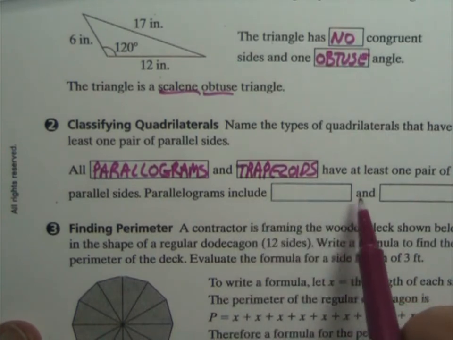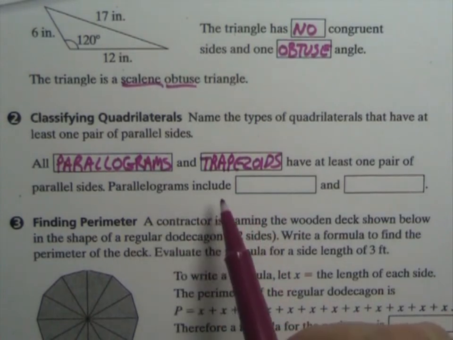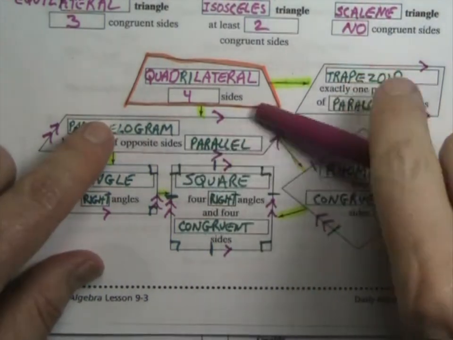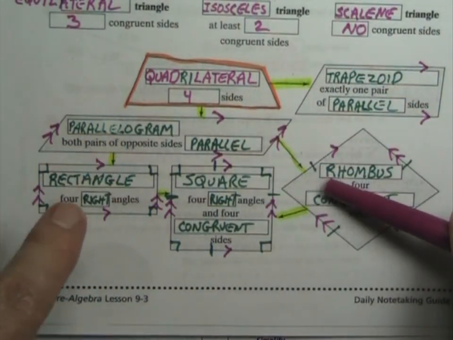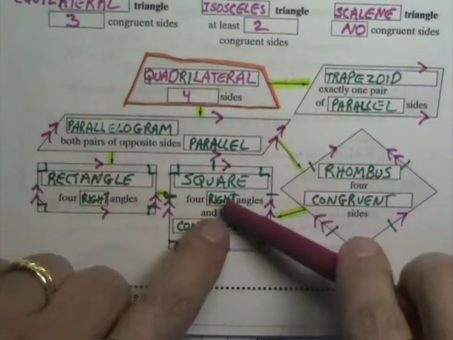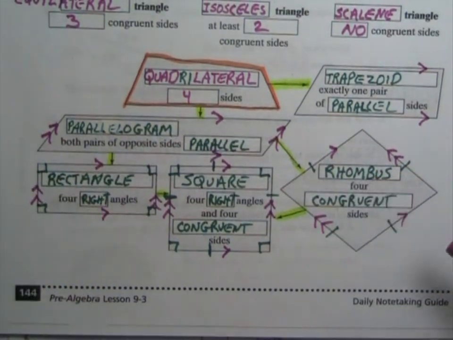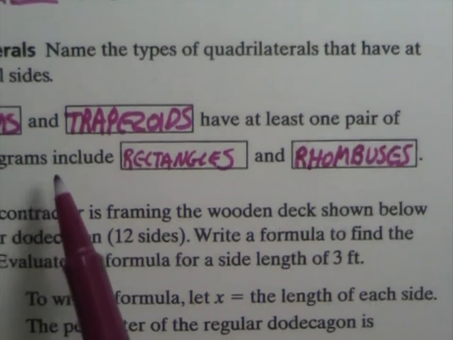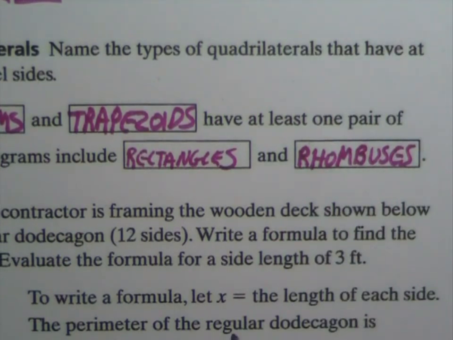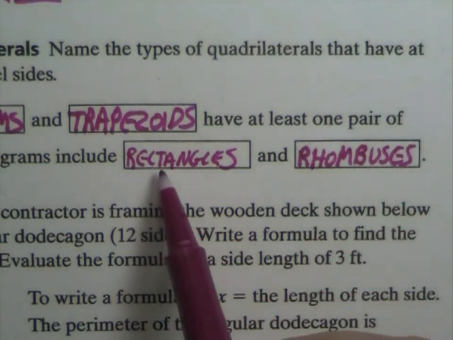Parallelograms include blank and blank. What do you think that is? Well, if we look at parallelograms, remember, look at the two branches that come down. Rectangles and rhombuses. A square is actually both of them. So a parallelogram breaks down into rectangles and rhombuses. So parallelograms include rectangles and rhombuses.